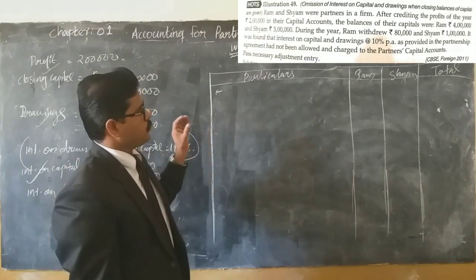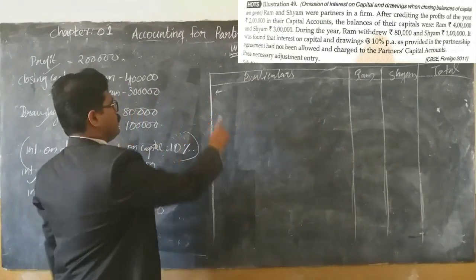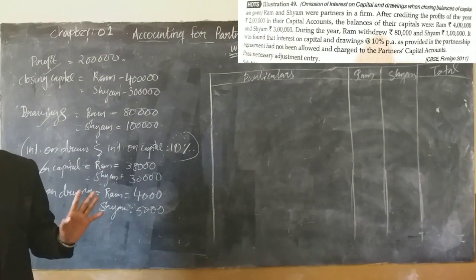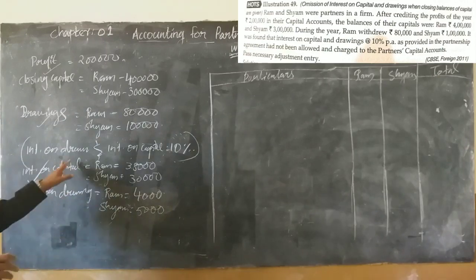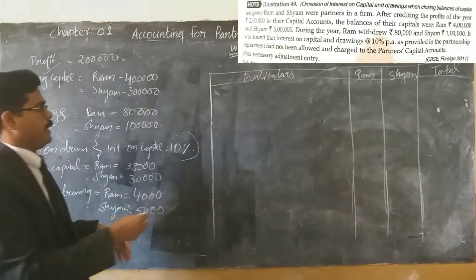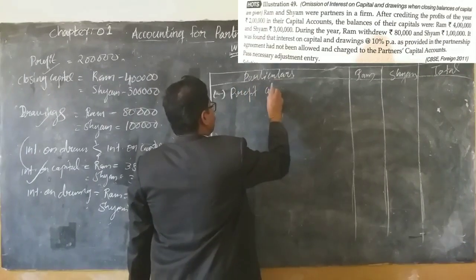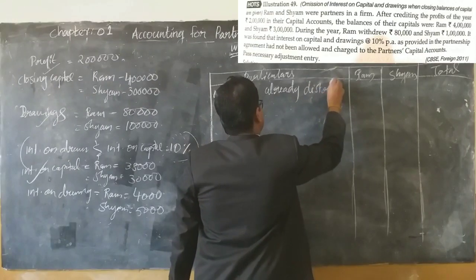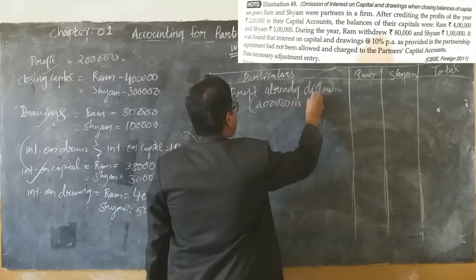So the same particulars, Ram, Shyam, total, 3 columns are maintained here. So what are the mistakes we made? First one, the profit we distributed. 2 lakh we distributed in a 1:1 ratio without considering these two things. So first we will take back that 2 lakh rupees, so minus profit already distributed. That means 2 lakh rupees in a 1:1 ratio.